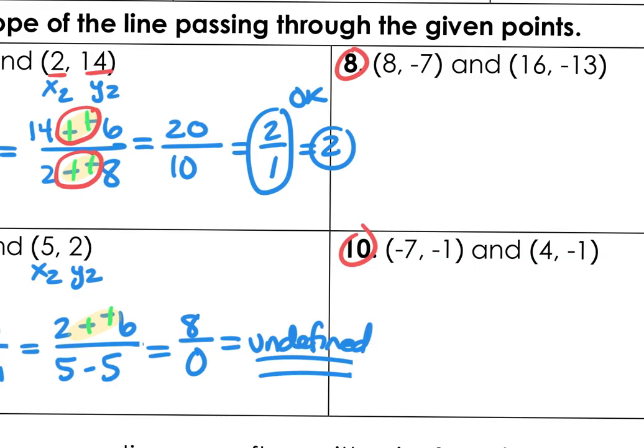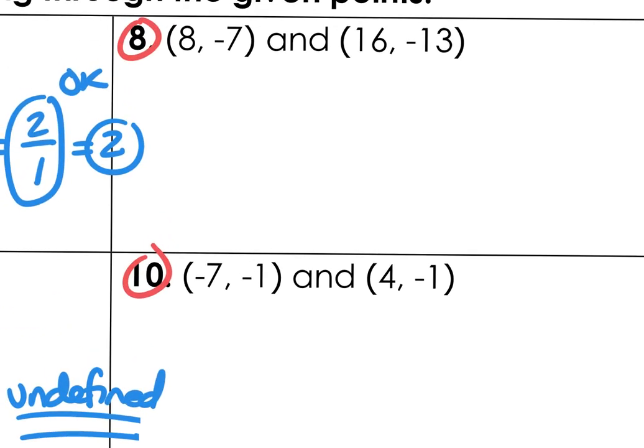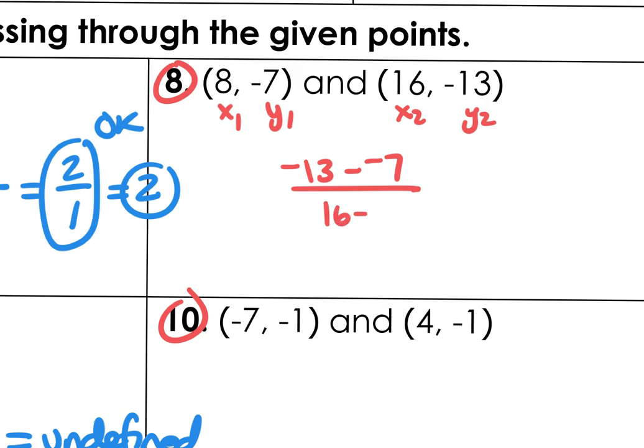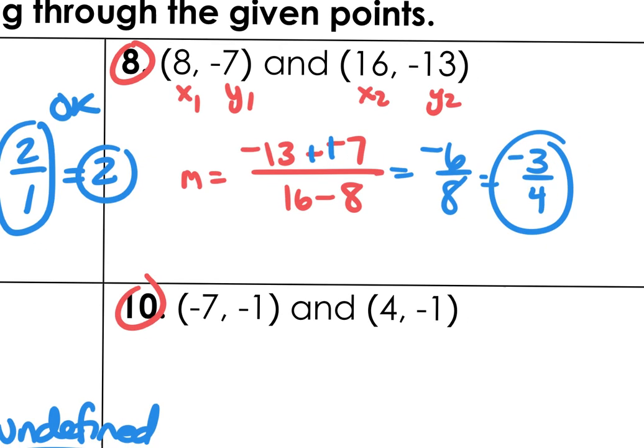So try 8 and 10. Review that block day. Yeah, we are. All right, let's take a look at this. Tucker, on the first one, what'd you get? Negative 3 over 4. X2, Y2. Let's see, negative 13 minus negative 7, 16 minus 8. So we get negative 6 over 8. Yep. And you simplified. Very good.